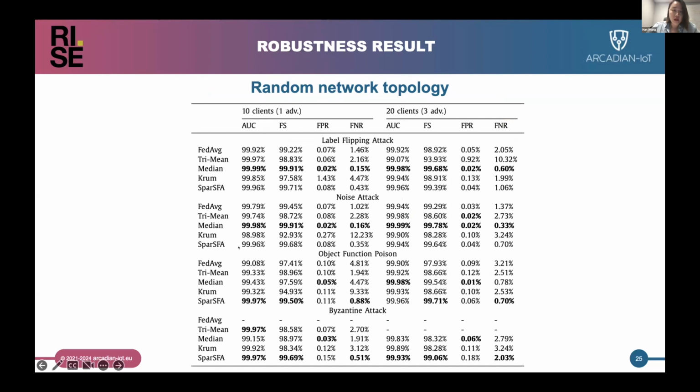We can see that there are not too many differences between the performance of these different baselines, because we assume that when more clients join, it is actually quite hard to tell the problems. But for the objective function poisoning and Byzantine attacks, you can see more performance differences, like 97 to 99. But our method performs the best in these scenarios.